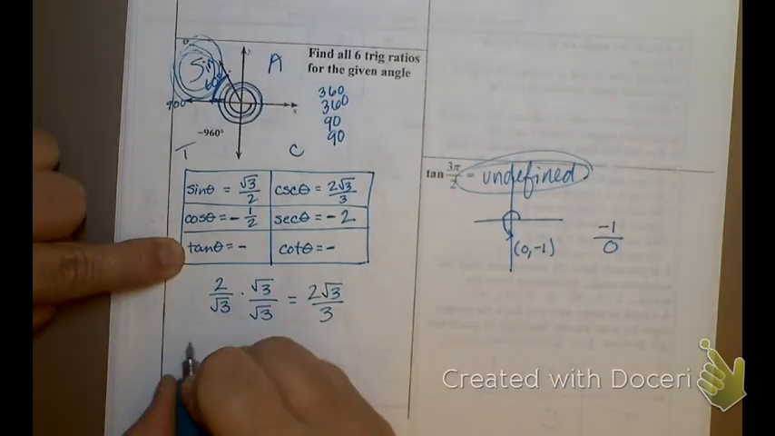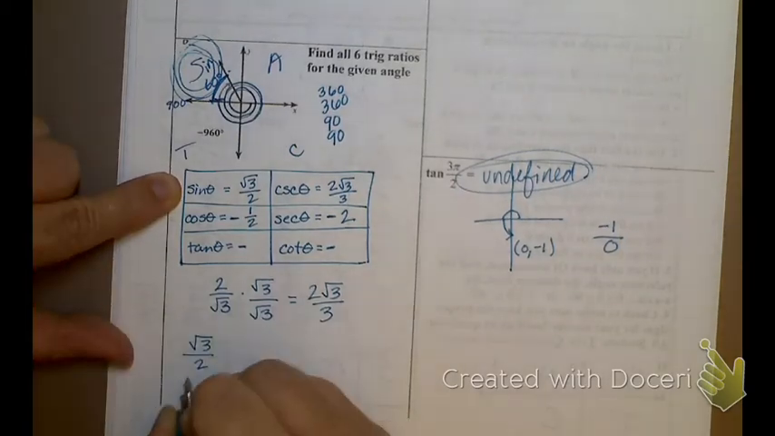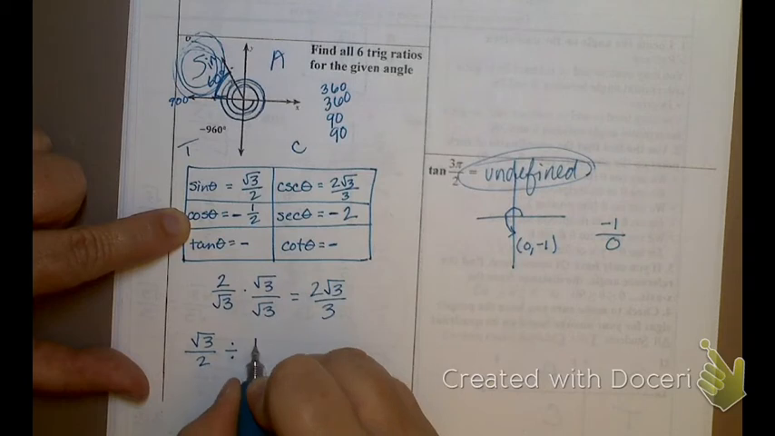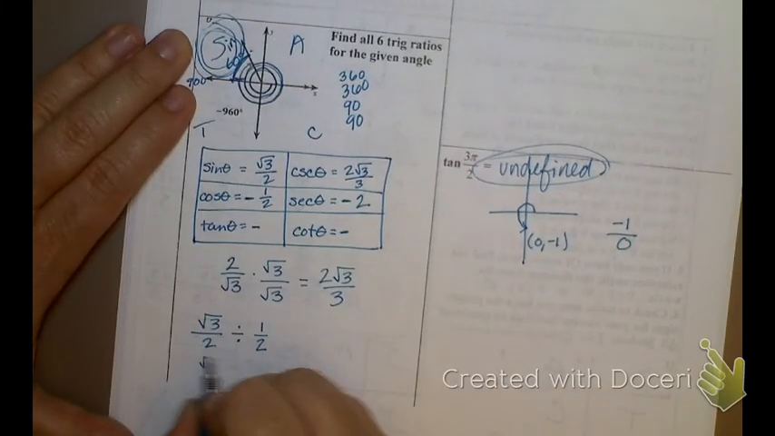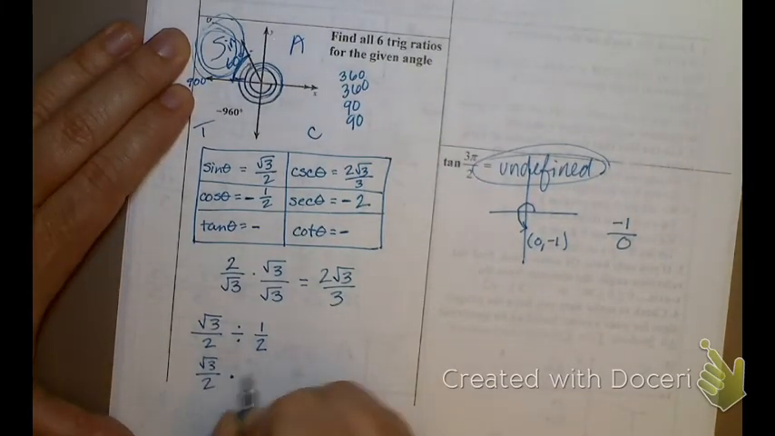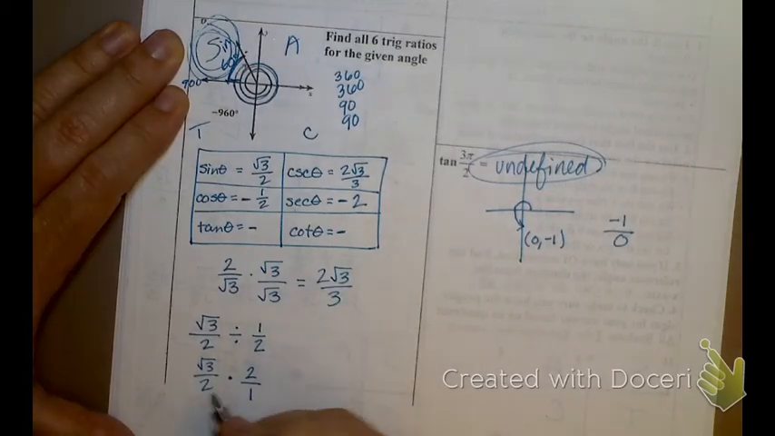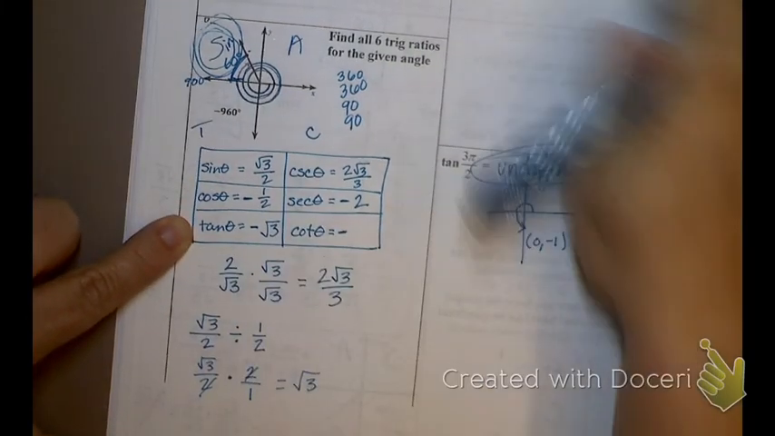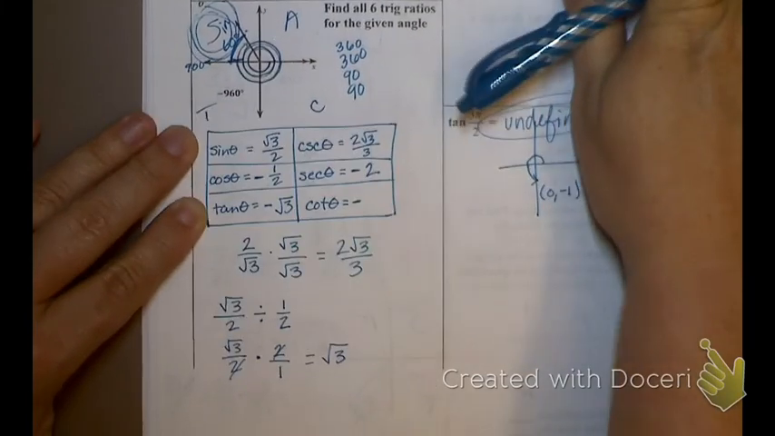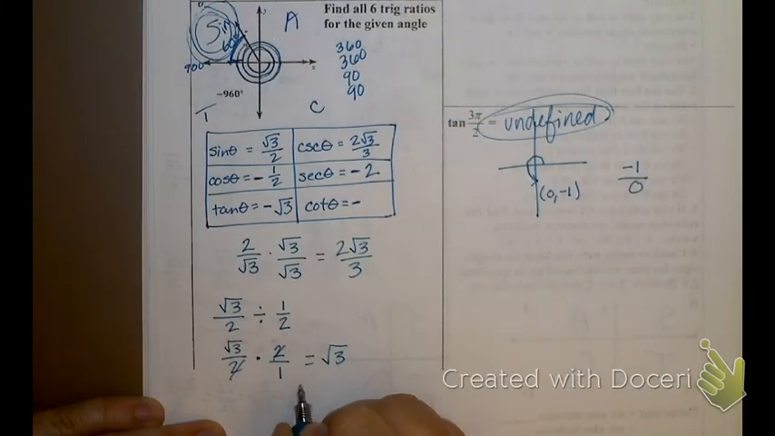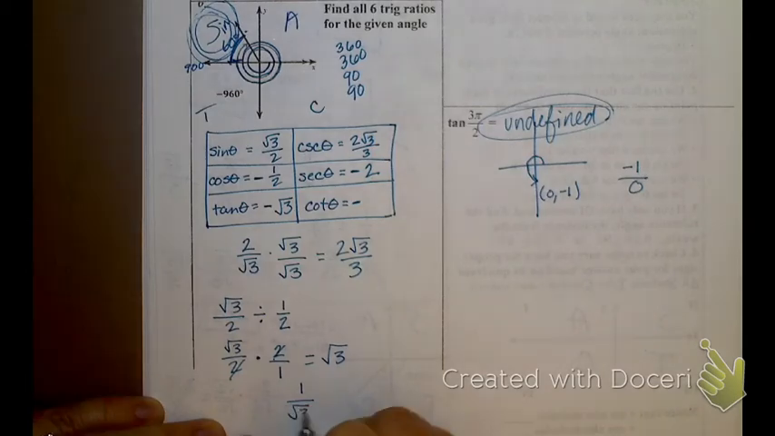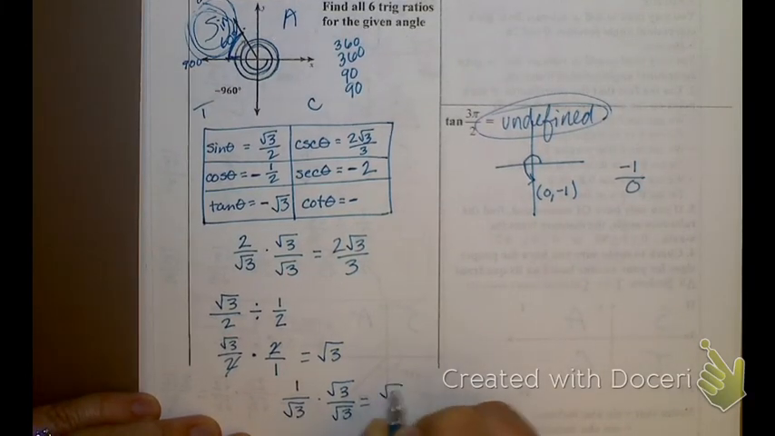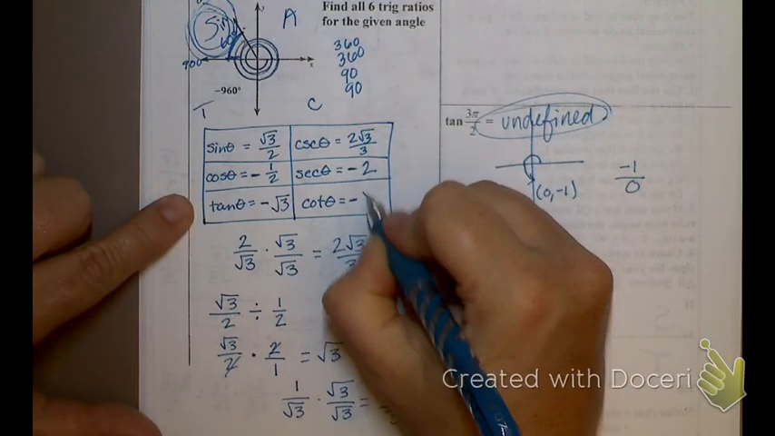Tangent would be sine over, or divided by, cosine, which means you take root 3 over 2 and multiply it by the reciprocal. It's negative, which gives you root 3. So tangent is negative root 3. And then what's the reciprocal of root 3? 1 over root 3. Rationalize that denominator: root 3 over 3. So cotangent is negative root 3 over 3.